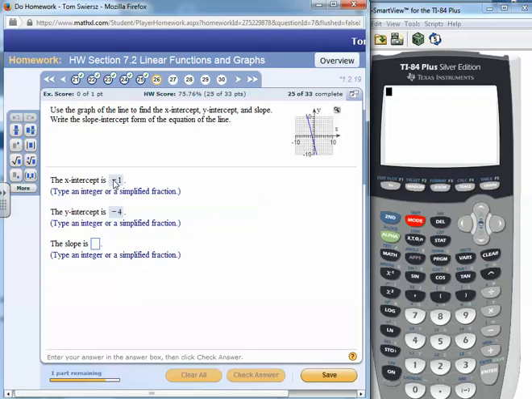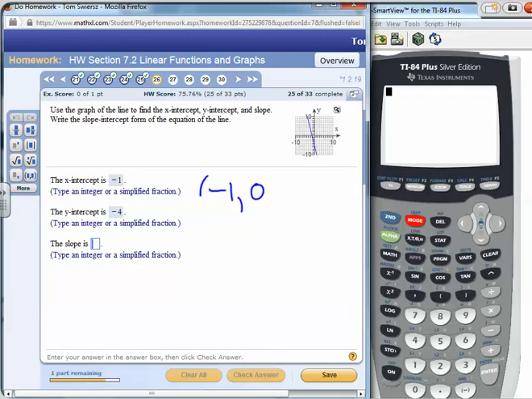Now, the x-intercept is the value of x when y is 0. So the point is -1, 0. The y-intercept is when x is 0, so it's 0, -4. Okay, what is the slope? This can be my x1, y1. This can be my x2, y2, right?